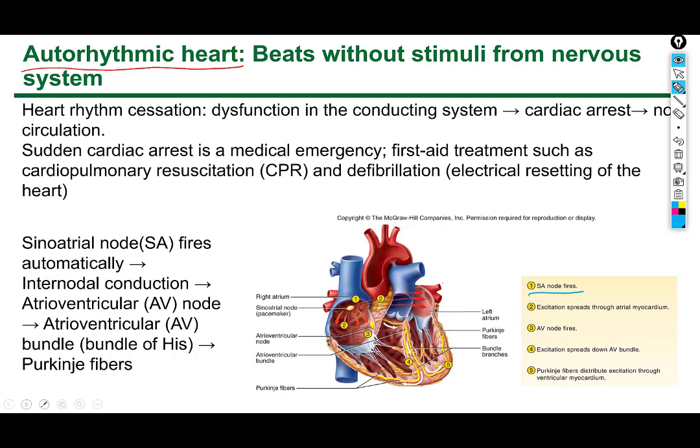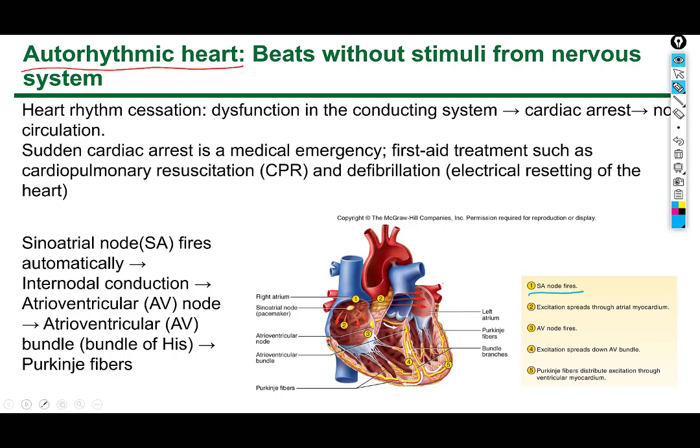And this is going to depolarize the myocardium of the atrium so that muscle can contract. So remember from muscular physiology when we talked about skeletal muscle, you have to depolarize the sarcolemma in order to let calcium out of the sarcoplasmic reticulum and trigger a muscle contraction.